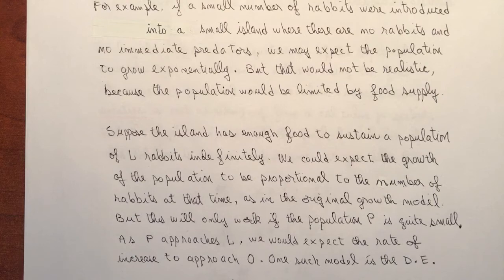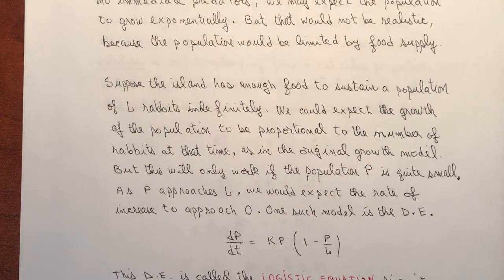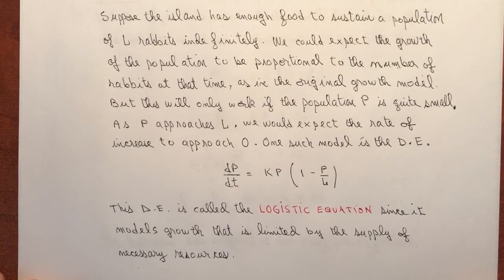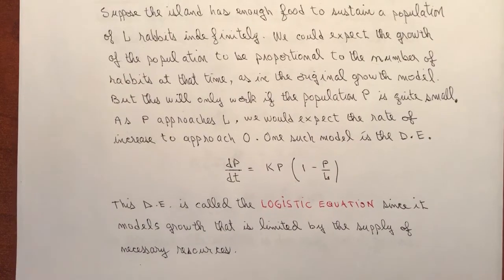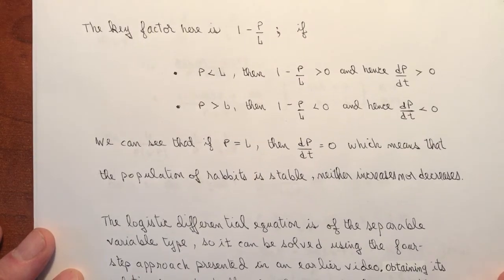One such model is the differential equation dP/dt equals kP multiplied by 1 minus P over L. This differential equation, quite famous, is actually called the logistic equation since it models growth that is limited by the supply of necessary resources. The key factor here is 1 minus P over L.